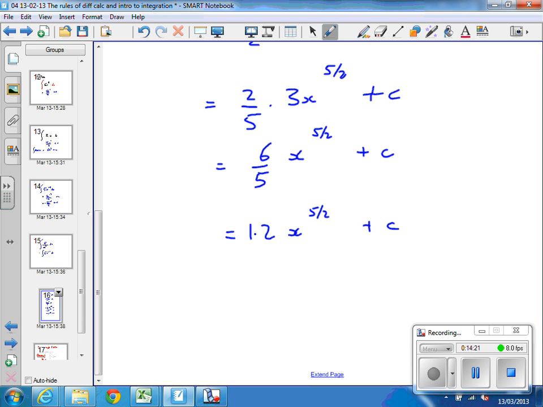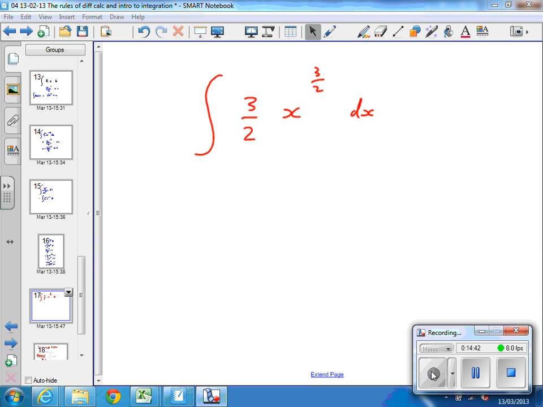I could do something with this x to the 5 over 2, of course, couldn't I, George? What would that be? Yeah, the square root of x to the 5 plus c. So I could write it like that.